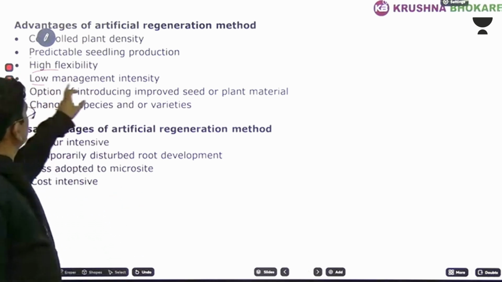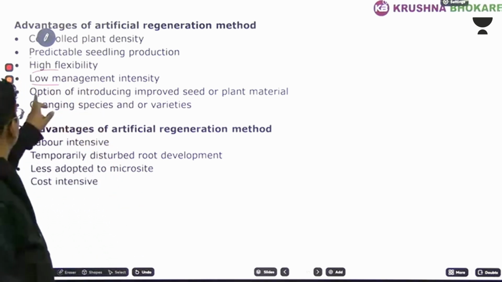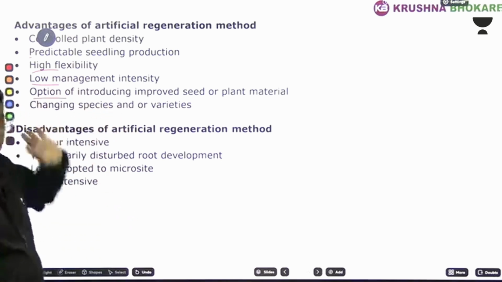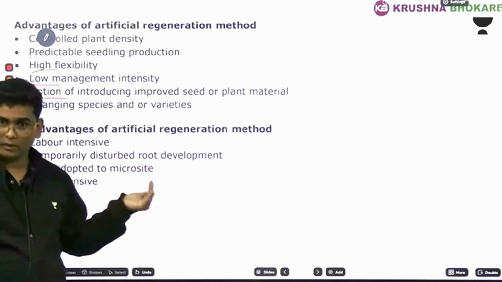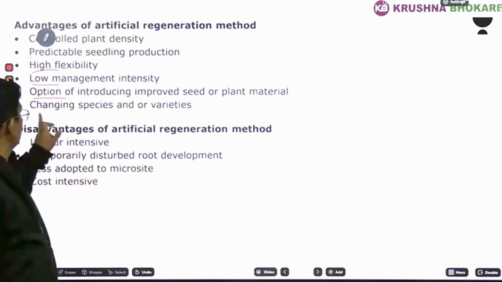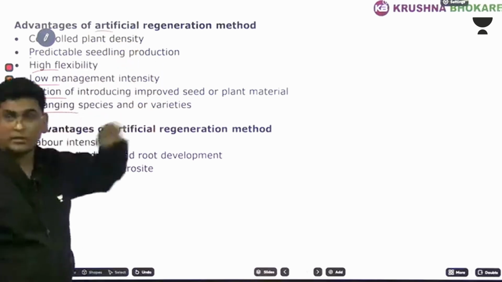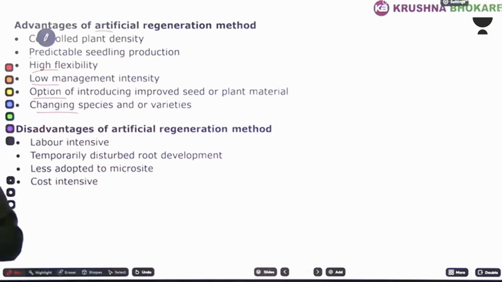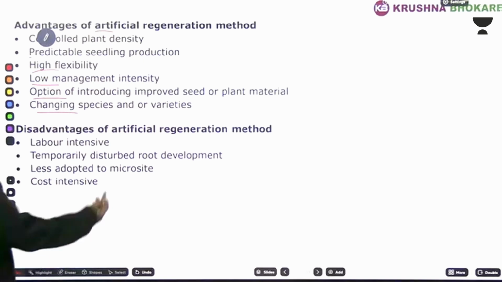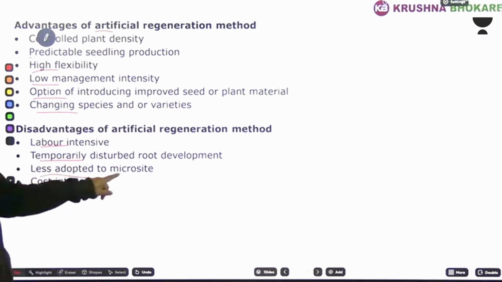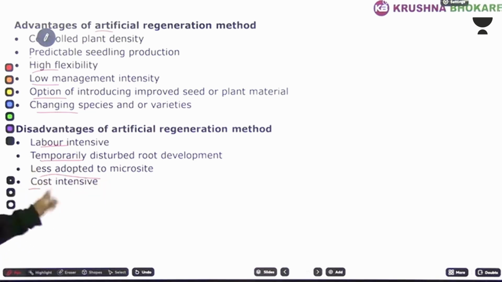Then high flexibility, you can plant as per your convenience. Low management intensity, then the option of introducing improved seeds or plant material. But in natural regeneration there is no chance of advanced improvement. Then changing the species and varieties is possible in artificial regeneration, but in natural regeneration such things are not available. Nature will decide which plant will survive. What are the disadvantages? Labor intensive, temporarily disturbed root development, less adapted to the microsite, cost intensive.